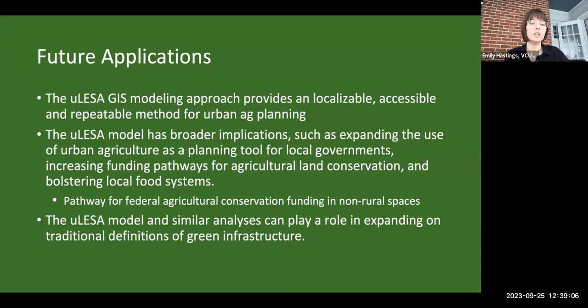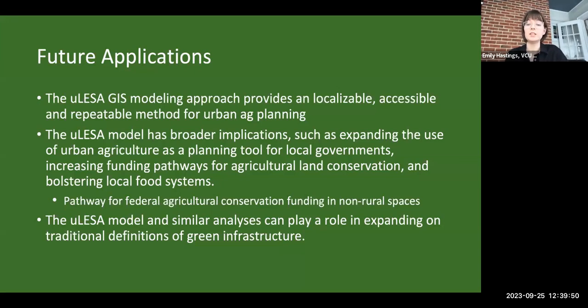And then generally, the ULISA model has broader implications to obviously be a planning tool for local governments, and also be a pathway for federal agricultural conservation funding that is traditionally, again, for rural spaces. Now we can broaden it into urban spaces, as well as bolstering local food systems, really building out local food systems further to bolster our food systems against potential implications of climate change across our big industrial global food system.